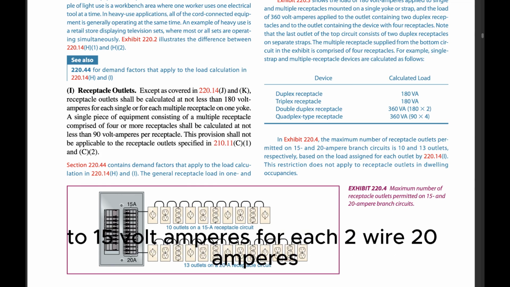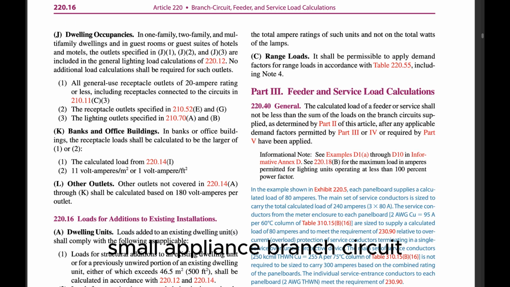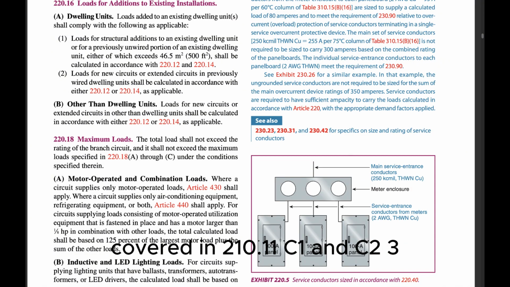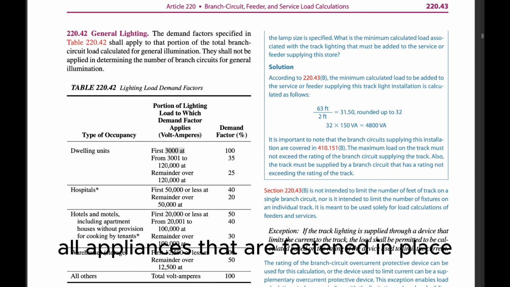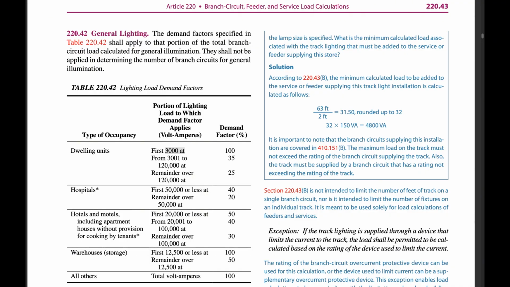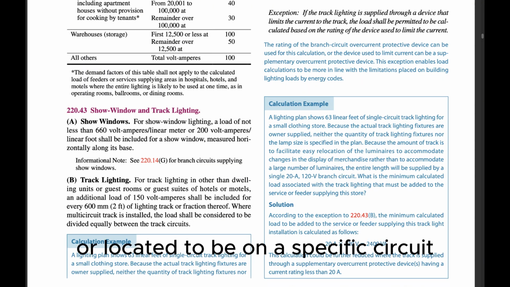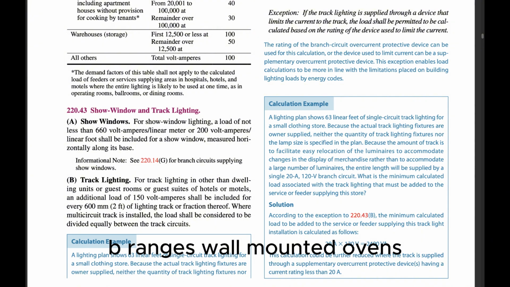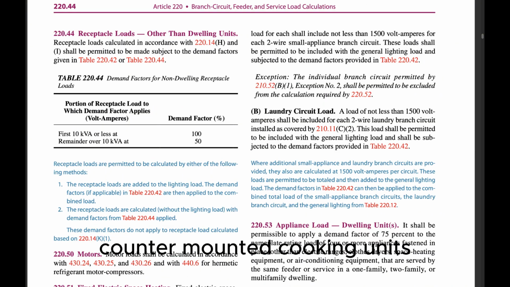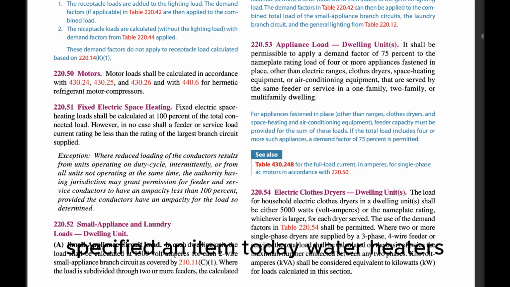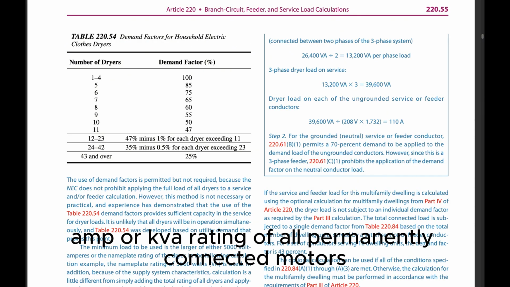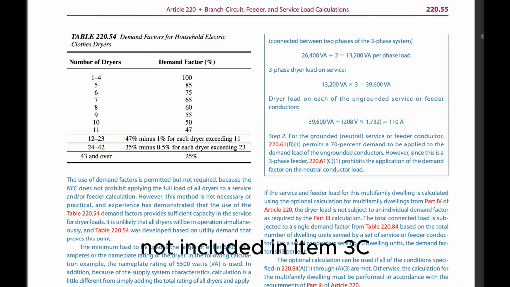2. 1500 volt-amperes for each 2-wire, 20 ampere small appliance branch circuit and each laundry branch circuit covered in 210.11(C)(1) and (C)(2). 3. The nameplate rating of the following: A. All appliances that are fastened in place, permanently connected, or located to be on a specific circuit. B. Ranges, wall-mounted ovens, counter-mounted cooking units. C. Clothes dryers that are not connected to the laundry branch circuit specified in item 2. D. Water heaters. 4. The nameplate ampere or kVA rating of all permanently connected motors not included in item 3.